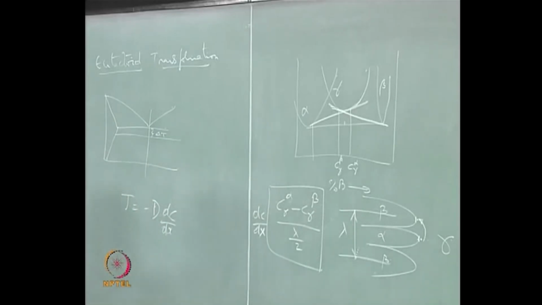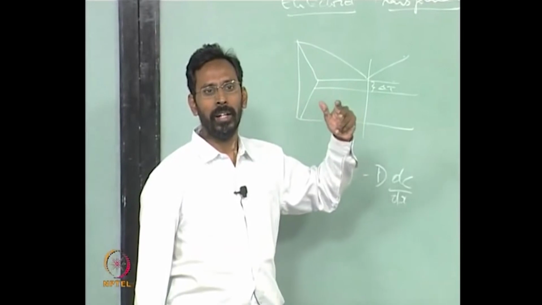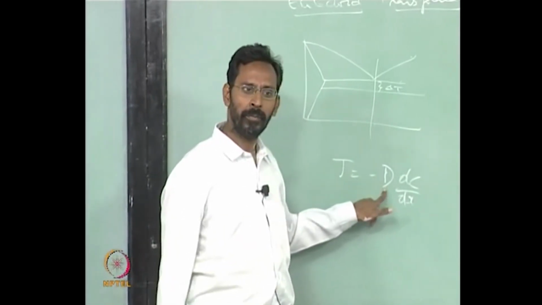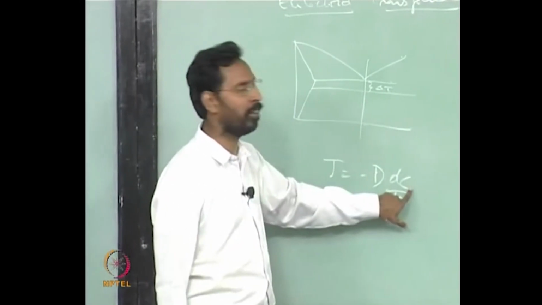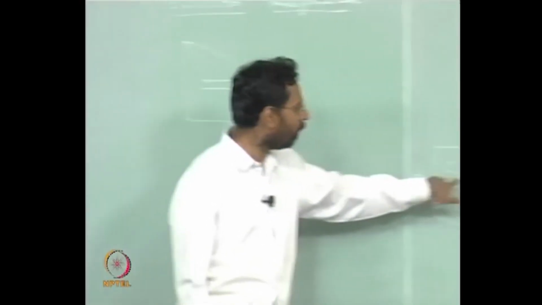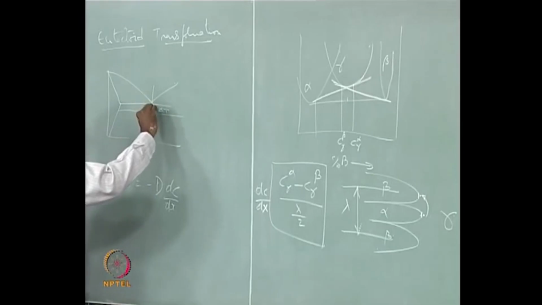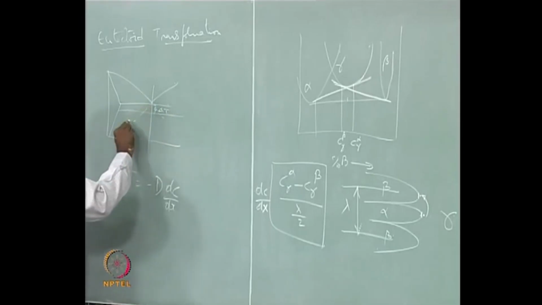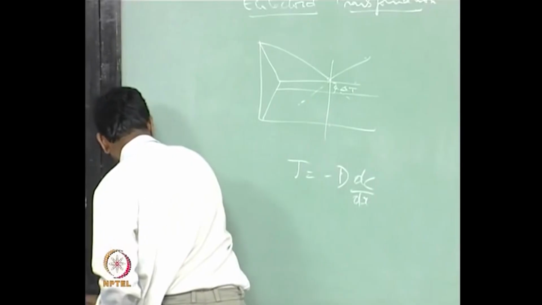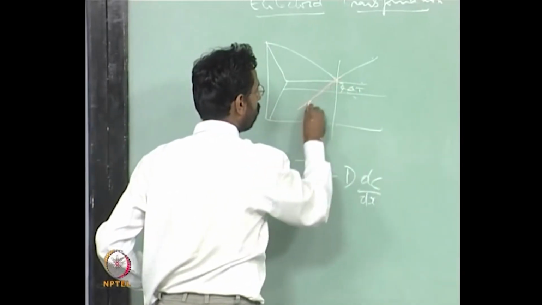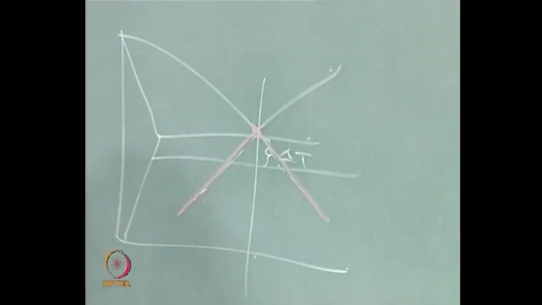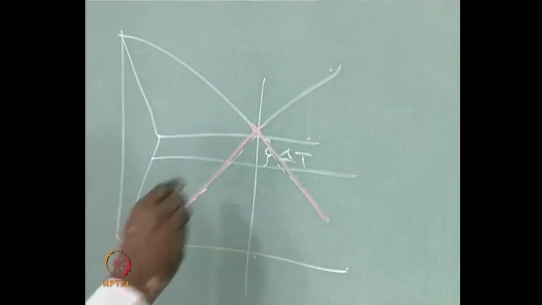So the growth rate is dependent on the temperature, that means the undercooling, in two ways. One, the undercooling decides the D. The undercooling also decides the dC by dx, because the undercooling is what decides this. And how do I see that? I can see it easily if I extrapolate this. This is what? This composition.